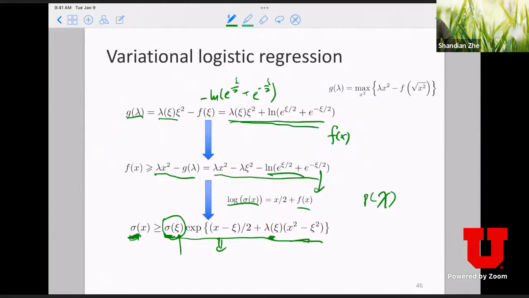The price is that I'm going to introduce an additional variational parameter qc and put some nonlinear transformation over qc. And of course, to tighten this bound, I need to find the optimal qc to tighten this bound.